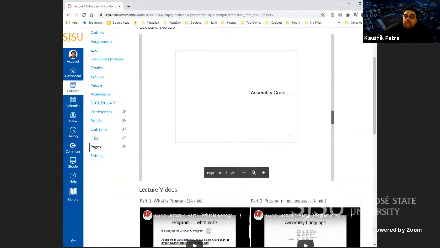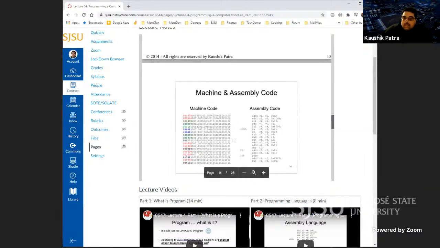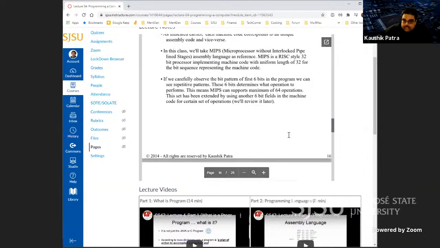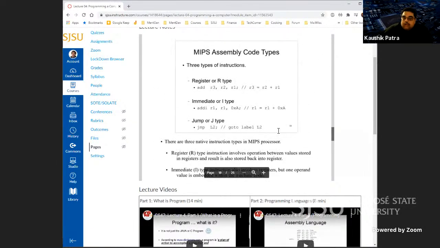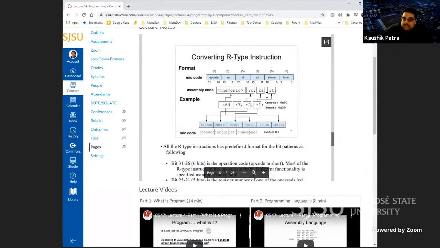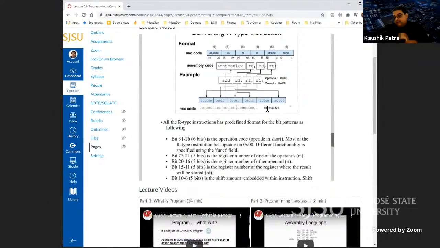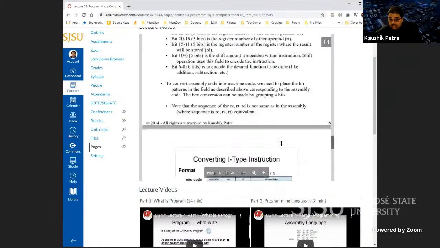And then we'll move on to look at the assembly code in detail. What is assembly code, what does it look like, and so on. We had some basic discussion over there about the different parts of assembly code. Then we study the MIPS processor's assembly code: what the different types and formats are, how we can write an assembly instruction, and how we can convert it into the corresponding machine code. That theoretical discussion happens here.